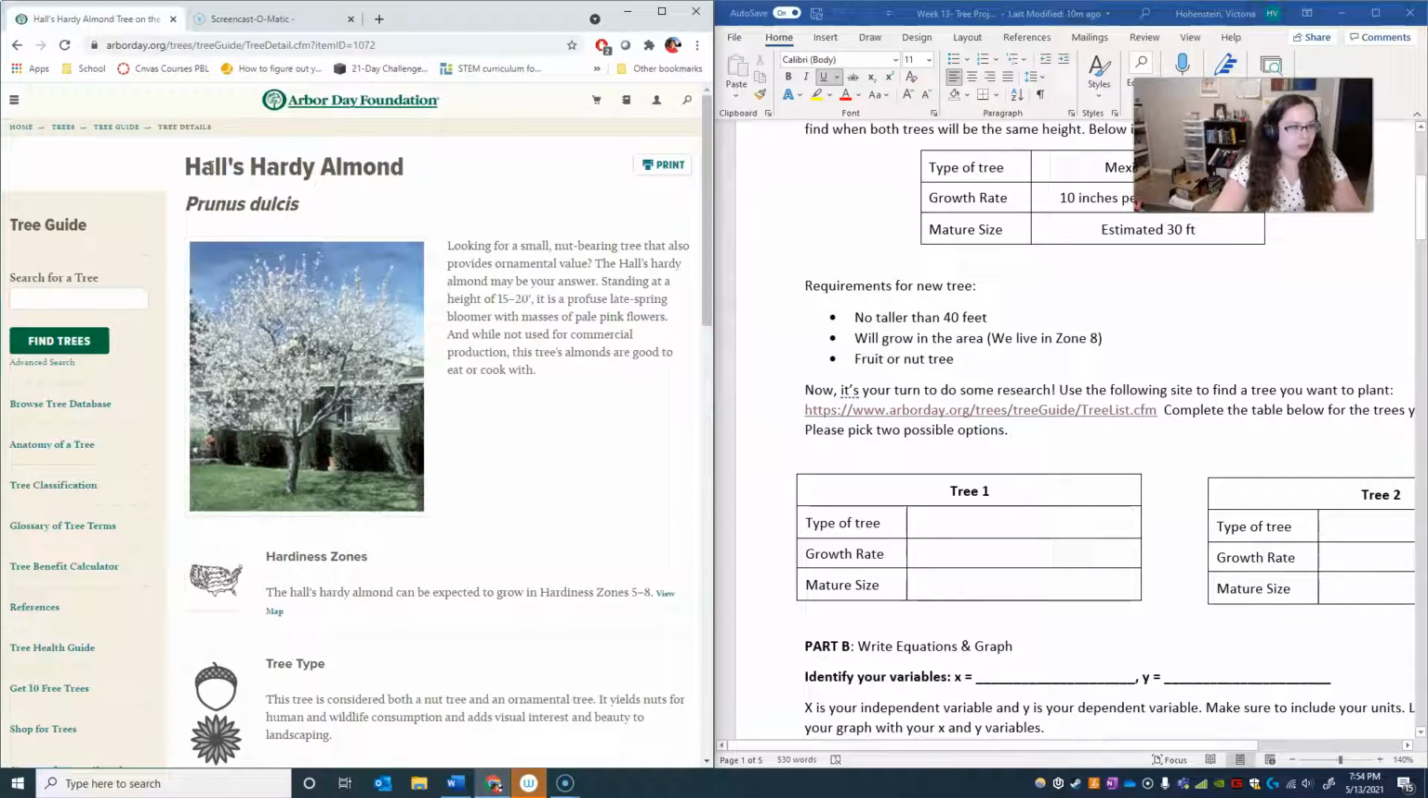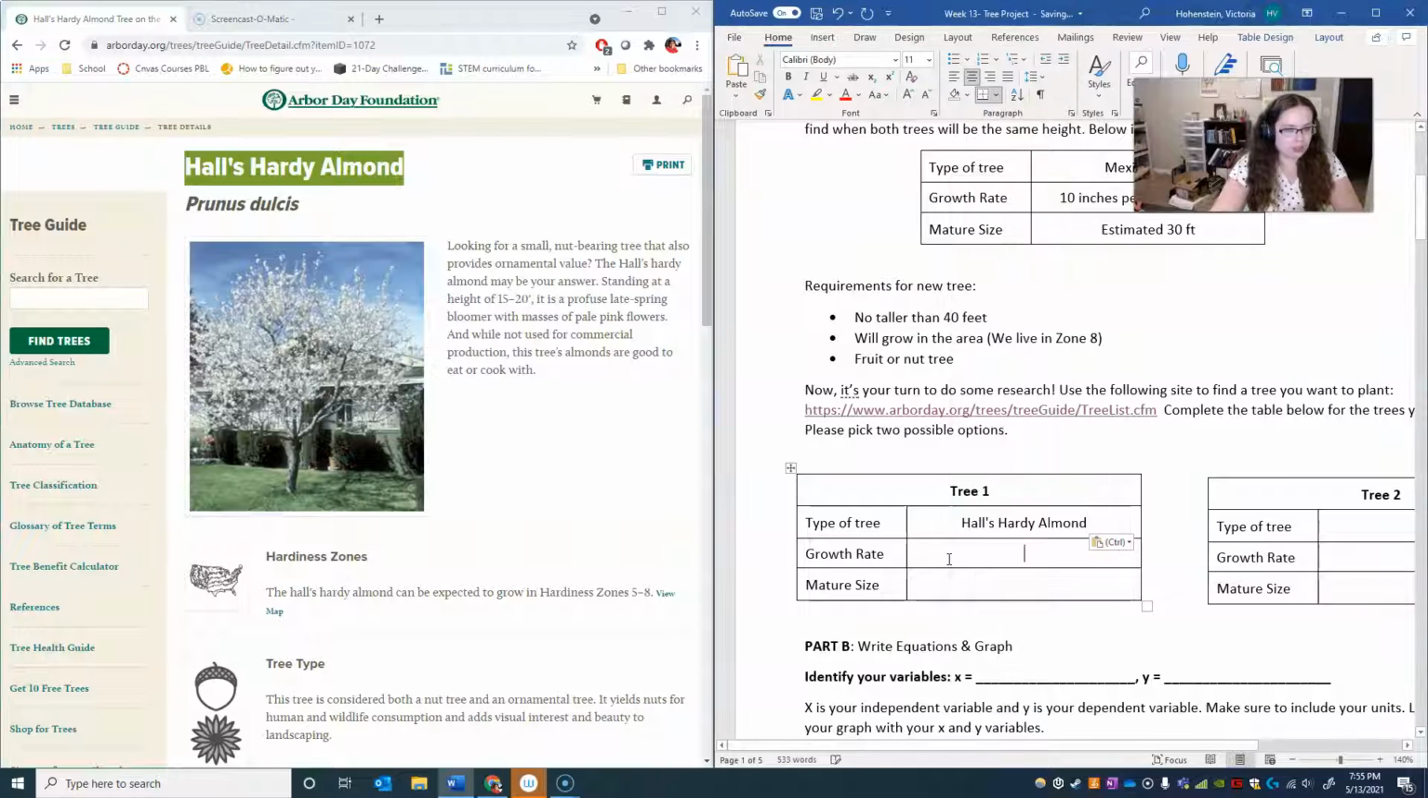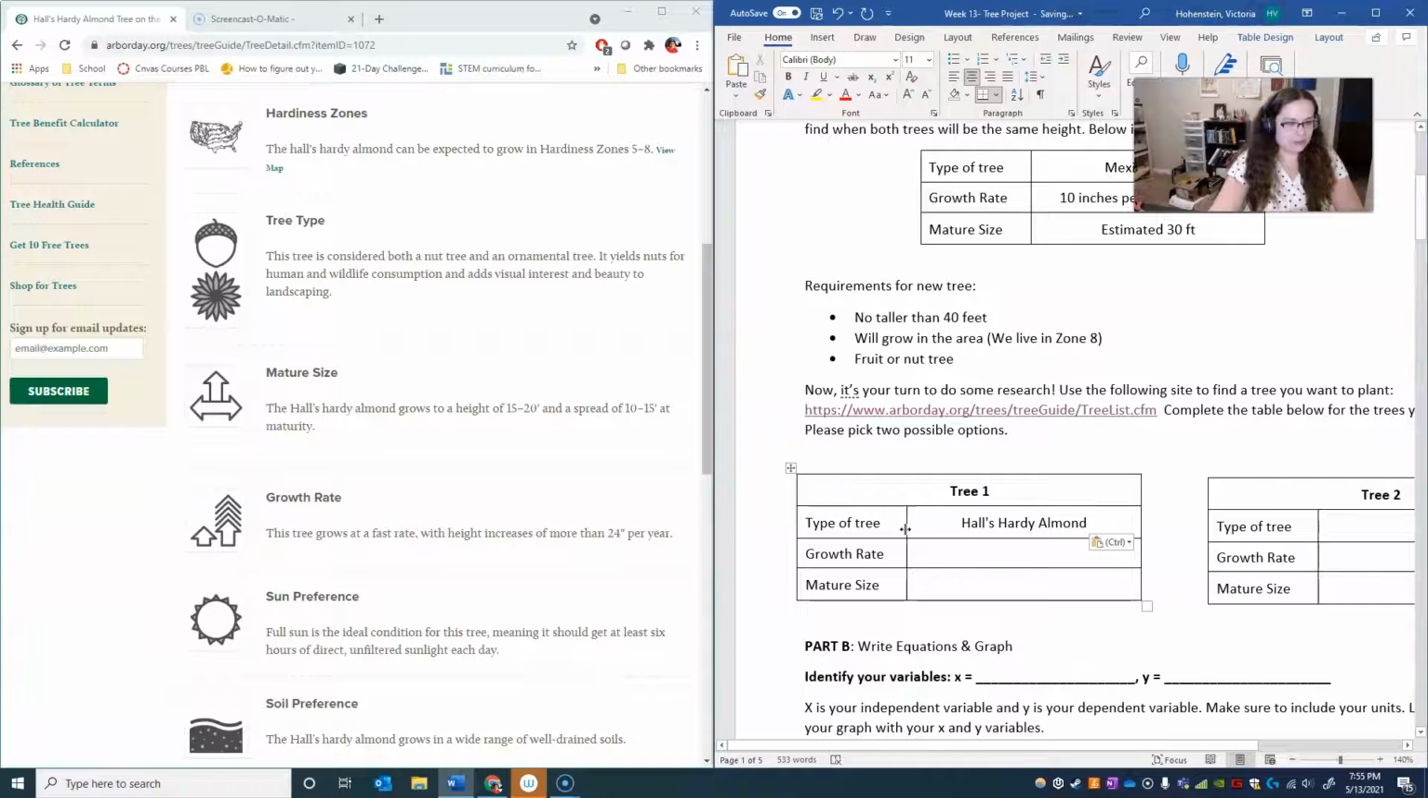Type of tree would be Hall's Hardy Almonds. Growth rate was 24 inches per year. And mature size is 25 feet. So what you're going to do is find your 2 trees and type that information.